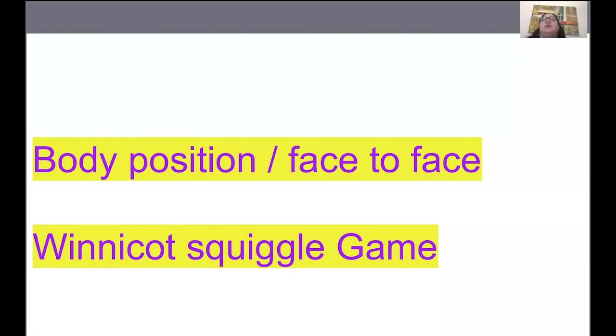When this was supposed to be originally in person, I was gonna have people peer off and feel that face-to-face body position and make the Winnicott squiggle game. Obviously, for reasons over here, we can't really do it. But what it does do is provide a safe way for a child to feel safe and comfortable with you. Because again, you're not an authority figure, you're in the same space as them, you're in the same situation as them. And there's no demand in that way.